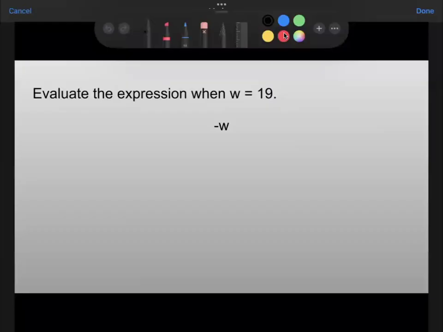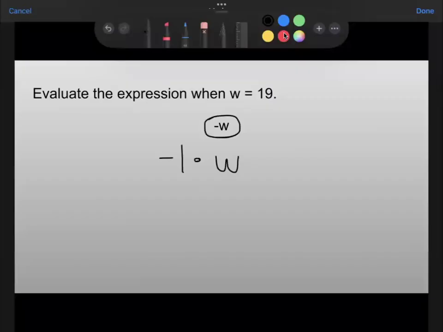Okay, so we're going to do a few practice problems with this concept. We're going to evaluate this expression when w is equal to 19. So our expression is right here. It's negative w. Well, in algebra, when we have a negative in front of a variable, that's the same as saying negative 1 times w. So I'm going to write that out like that because that's going to make it easier for me to evaluate.